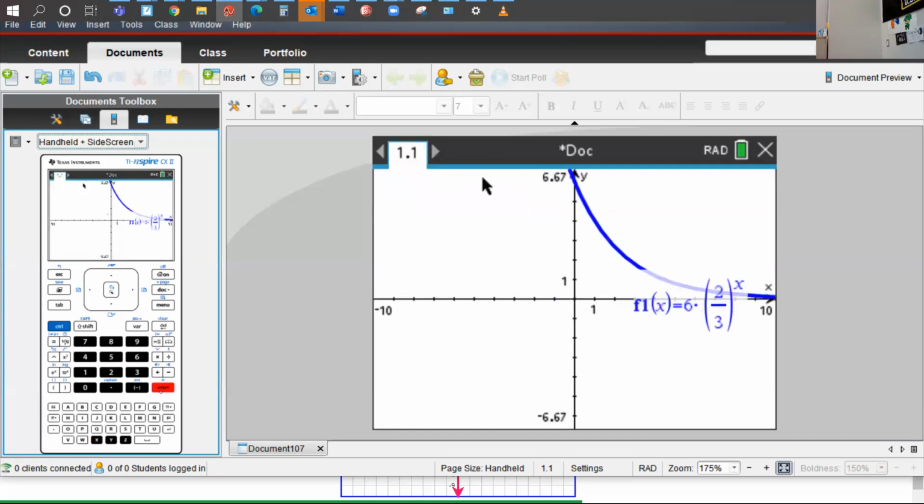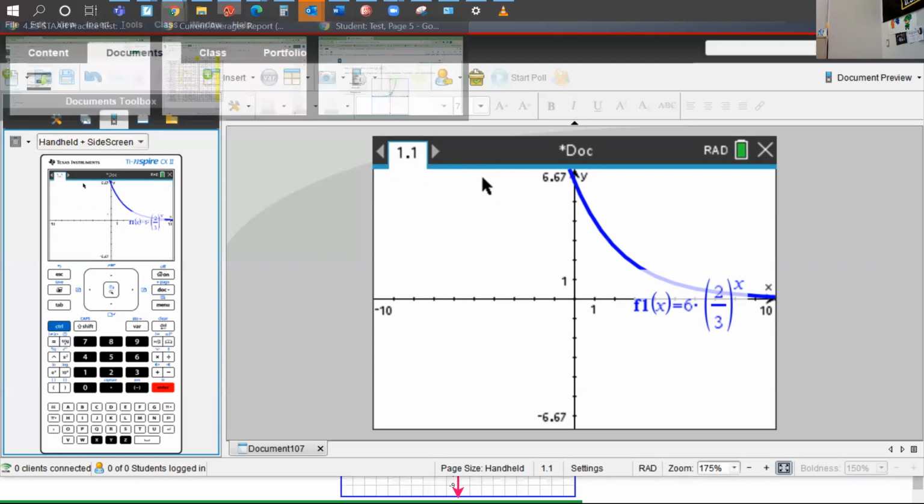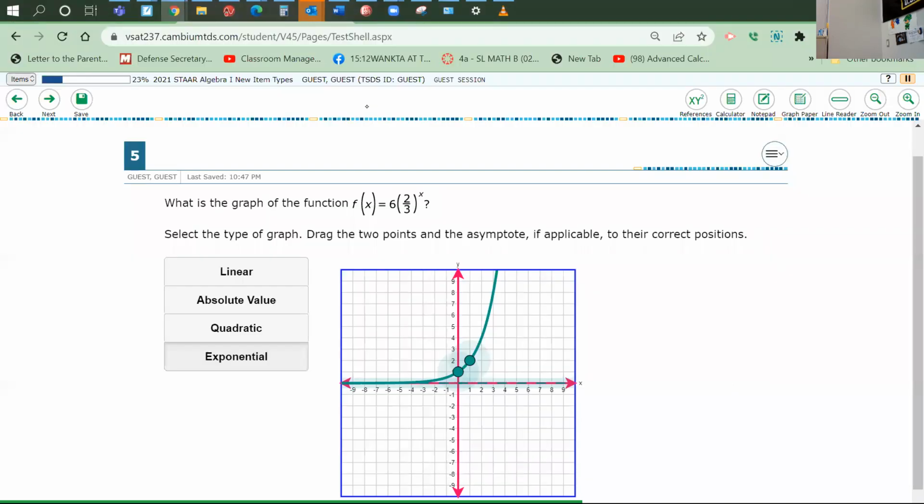So it's decreasing. And now you notice that the line crosses the y-axis at 6. That's my y-intercept. So before I go back and look at it, this is going the wrong direction, so I'm going to flip it now. The y-intercept is 6. So I'm going to put one of these dots on 6 right here, okay?